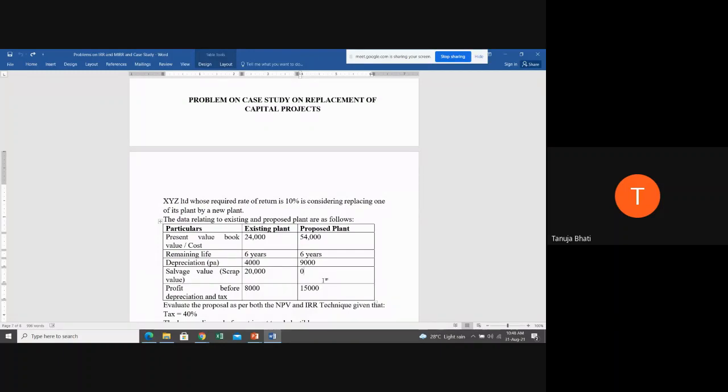When you're purchasing your new plant, you are selling your old plant, and you're getting a scrap value of 20,000. The new plant cost is 54,000. So what is your incremental cost? Are you understanding which cost incremental cost means? Normal cost is 54,000, but incremental cost is over and above this. You're going to sell the old plant, because if you're purchasing a new plant you have to sell the old plant. When you sell it, you receive 20,000, but the new plant cost is 54,000. So how much will go from your pocket? What is the net cash outflow from your pocket? Yes, students, 34,000.